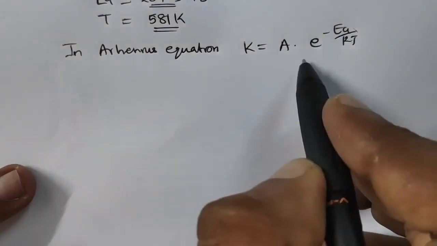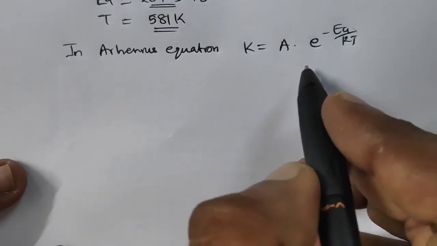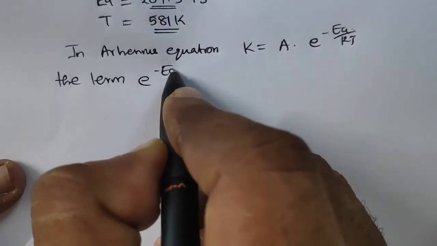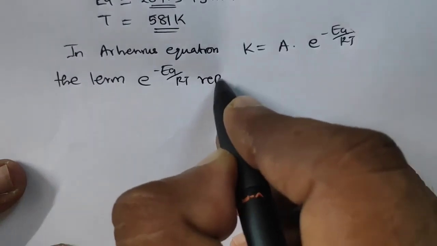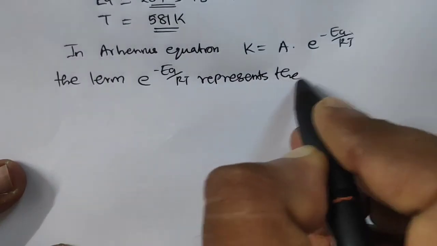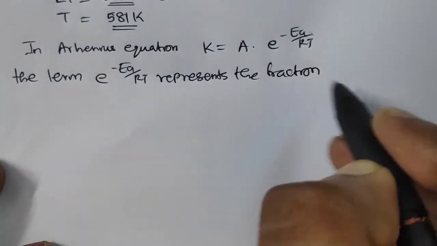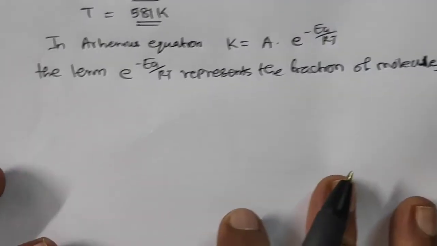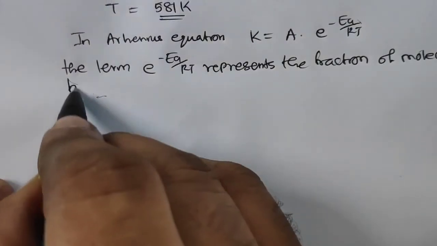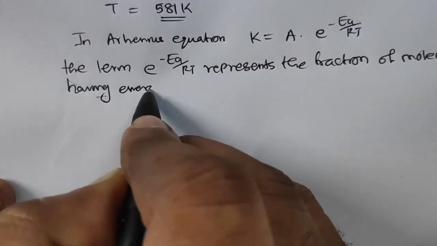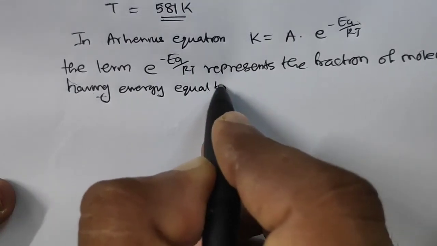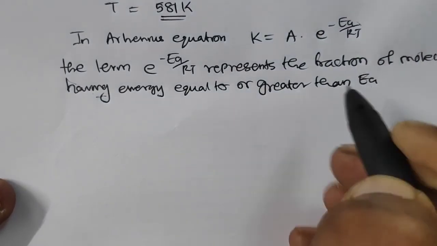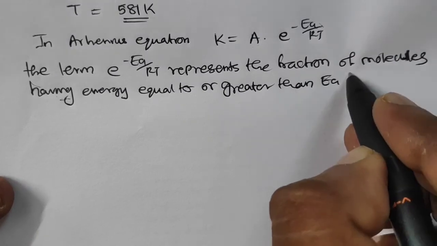So if you take log on both the sides and all what we have derived, we know that the term e raised to minus EA by RT represents the fraction of molecules. Understood? So it represents the fraction of molecules having energy equal to or greater than activation energy, that is EA. And that we will take as the fraction of molecule.